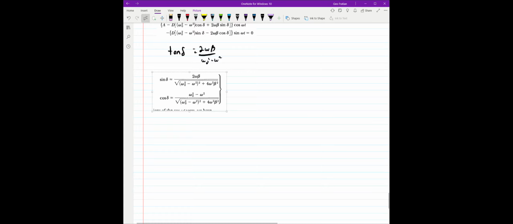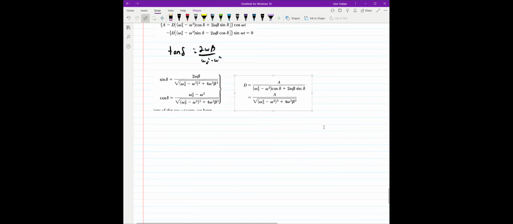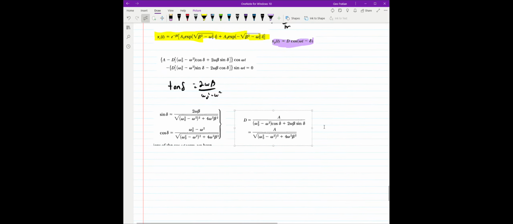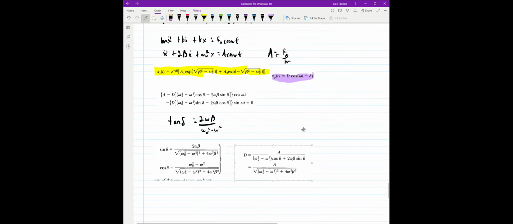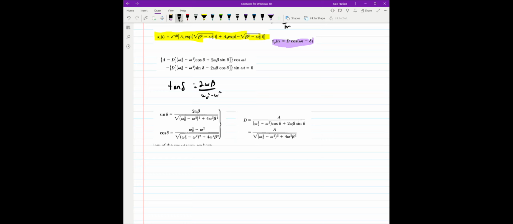Okay, and then that means we can solve for d, and we get d is equal to a over omega naught squared minus omega squared cosine delta plus 2 omega naught beta sine delta, which we got d from substituting into here. And that's the general way of solving a non-homogeneous differential equation: you need a complementary and particular solution.